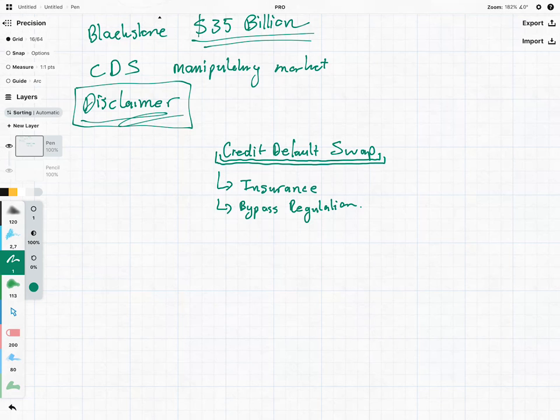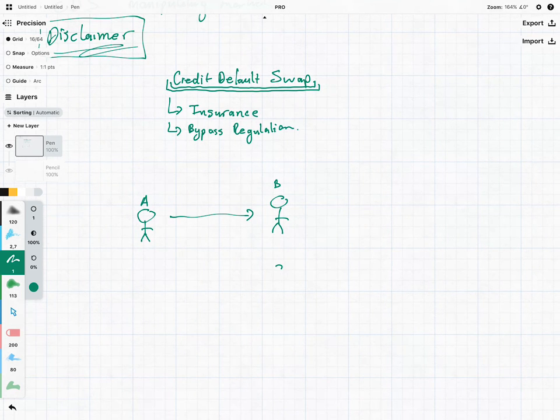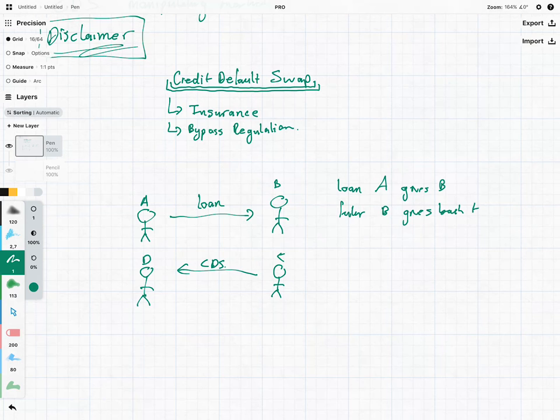So how a credit default swap works is you can have, let's say, person A, and they can make a loan to person B. Credit default swap says that person C can make a deal with person D, so they don't have to be the same people even. So this will be the loan, and this will be the CDS. The loan is simply A gives to B, and in the future, B gives back to A. Very, very simple. I think we're all happy with what a loan is.